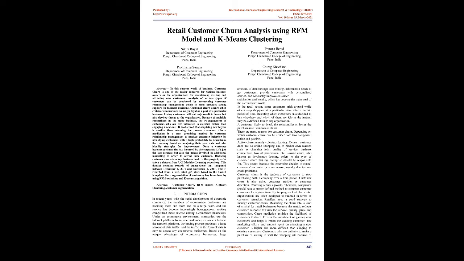Depending on the customer, churn can be divided into two categories, active and passive. Active churn, namely voluntary leaving, means a customer does not do online shopping due to his or her own reasons such as changing jobs, quality of service, business competition, loss of professional, etc. Passive churn, also known as involuntary leaving, refers to the type of customer churn that the enterprise should be responsible for. This occurs because the enterprise decides to cancel customers' accounts for some reason, usually due to their credit problems.